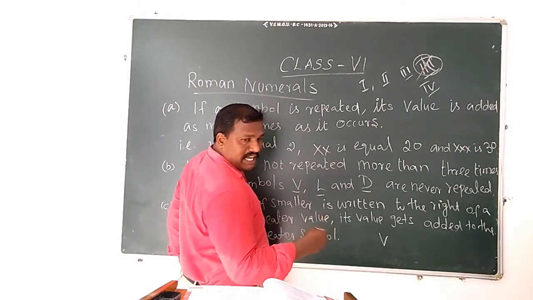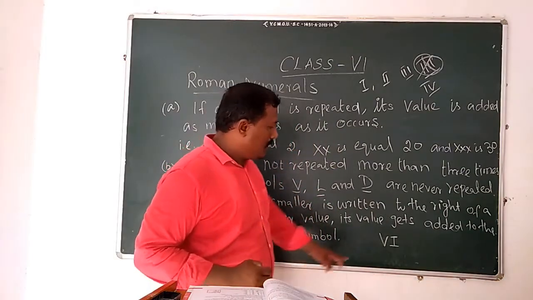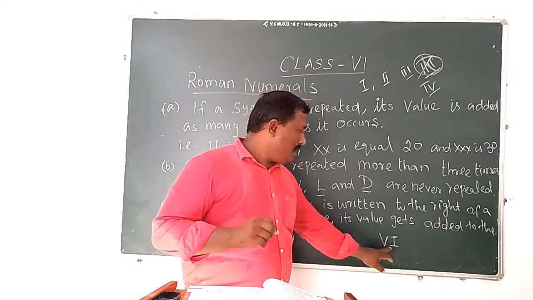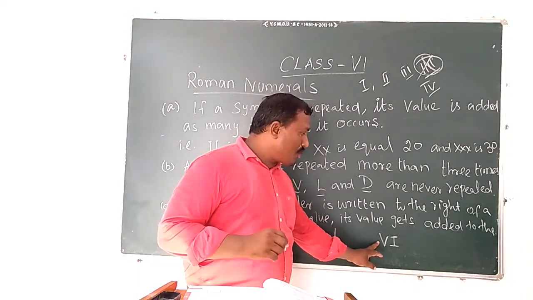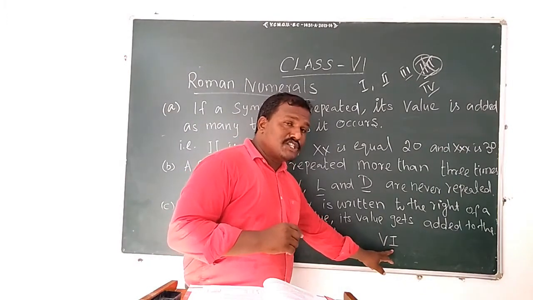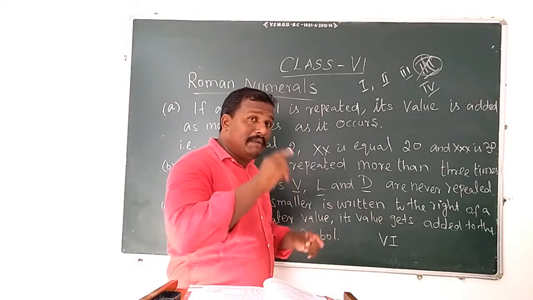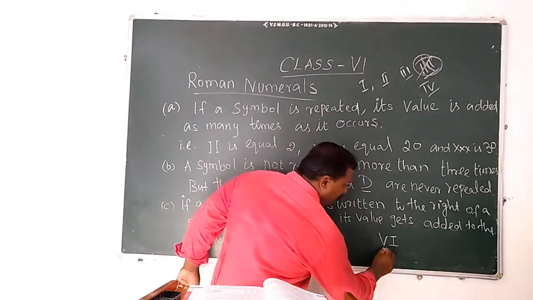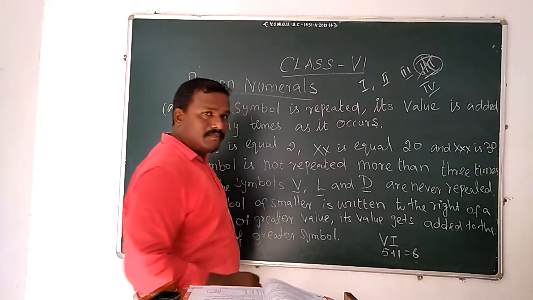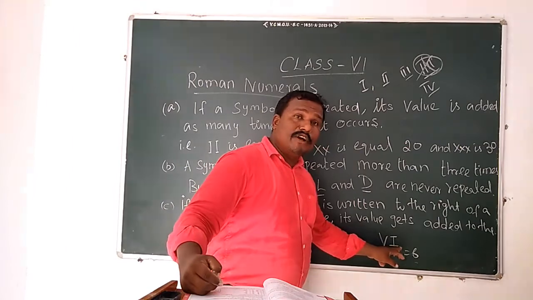Example, the greater value is V. But I put I on the right side. What is the value of V? 5. It's a value of 1. But if you look at it, it's on the right side. So V is the greater value, I is the smaller value. The smaller value I is written on the right side. If you write like this, the value will be added, 5 plus 1, we call it 6. So V is 5. If you put a smaller symbol on the right side, you have to add.